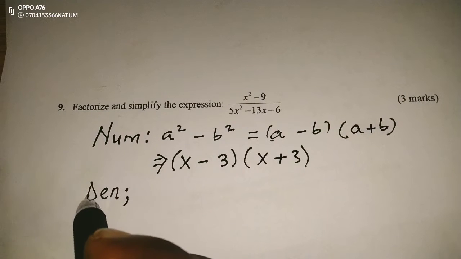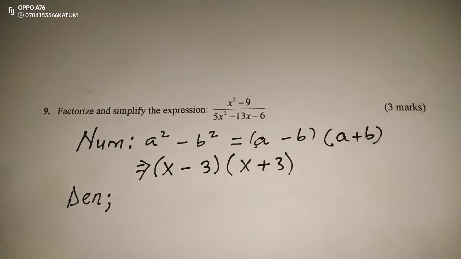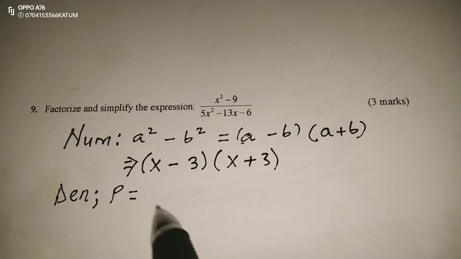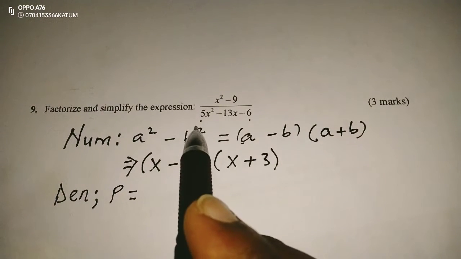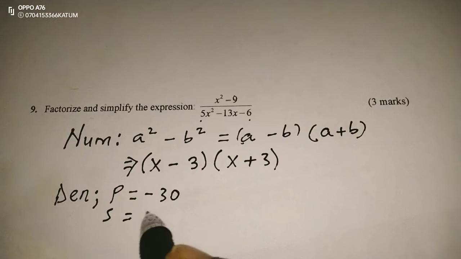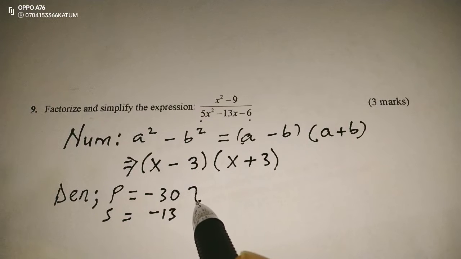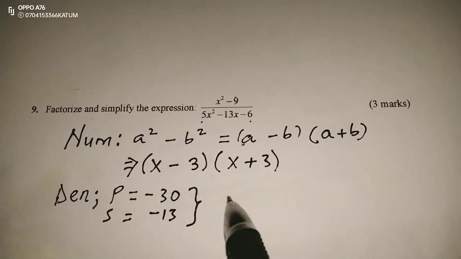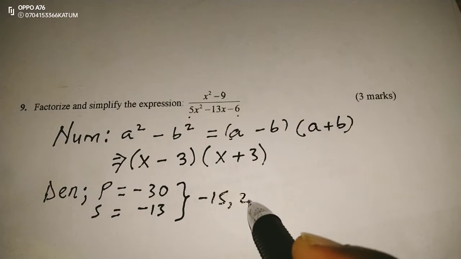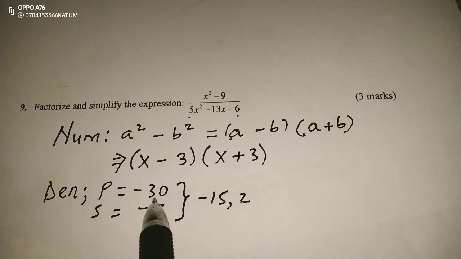When we look at the denominator in this case, it is a quadratic expression, 5x squared minus 13x minus 6. What we need to do to factorize is to get a product of a times c, which is 5 and negative 6, giving us negative 30. Then a summation of b, which is negative 13. So now we need to look for two factors which when multiplied give us negative 30, and when added give us negative 13. These are negative 15 and positive 2. When we multiply, we have negative 30. When we add them, negative 13.